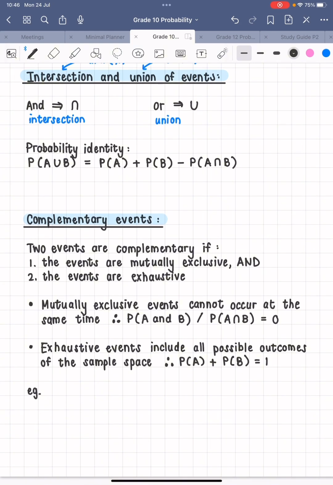Okay, I'm just going to write an example down here. For example, rolling a die. And then the two events: A is an even number and B is an odd number. All right, so that is the experiment. That's what's actually happening. We're rolling a die. These are the two events. And now the question is asking, are A and B complementary events?